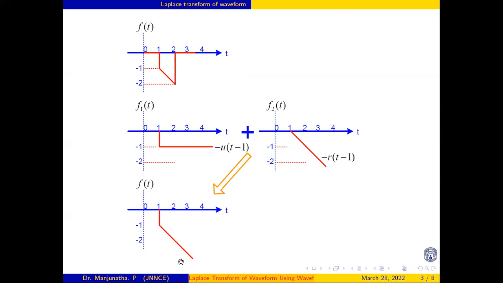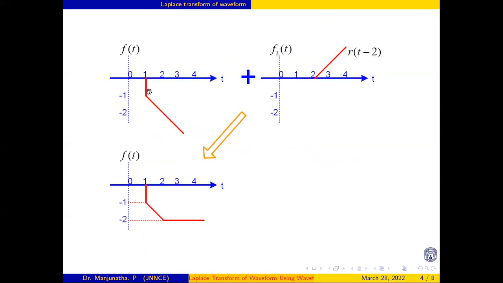It goes on increasing, so I have to stop it at unit time 2. Since the previous one is a negative going ramp, I'm generating a positive going ramp function that starts at unit time 2, r of t minus 2, again with slope 1. When I add these two, when it reaches 2, it's 0.